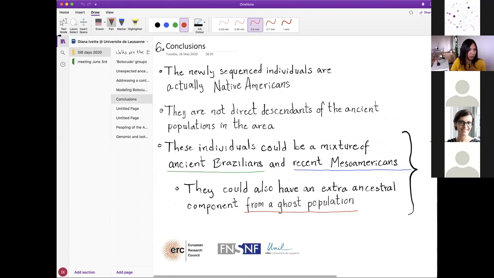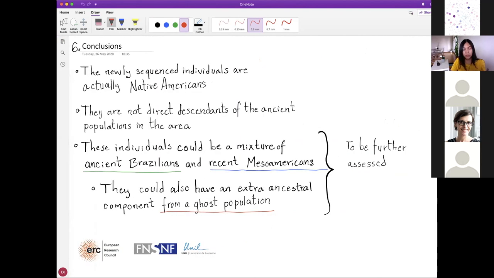And with this, I want to close this talk. Just to remind you, we have a new data set of samples. They are all Native Americans. They seem not to be descendants of the ancient populations in the area, the Lagoa Santa, because in addition to this component, we need some Mesoamerican ancestry and probably a ghost population. This all needs to be further assessed. And I want to thank all our collaborators, people in my lab, and thanks for your attention.